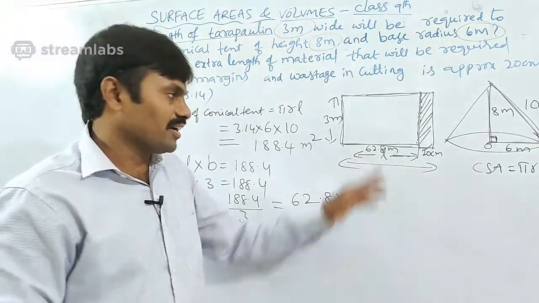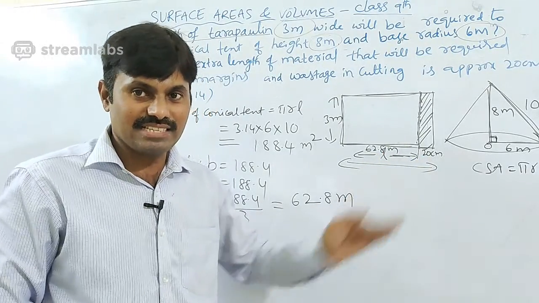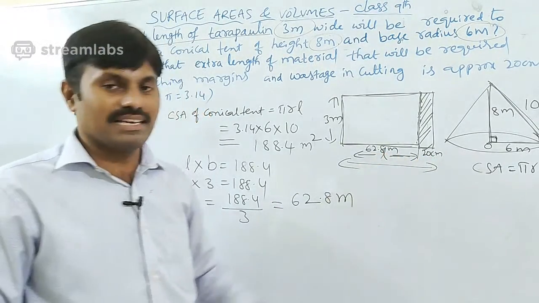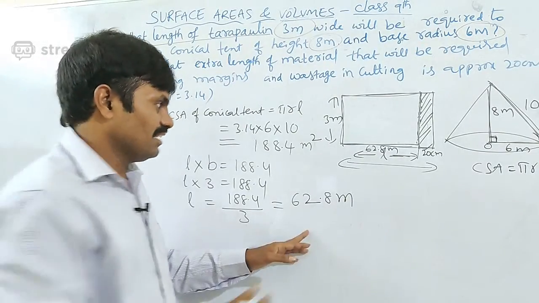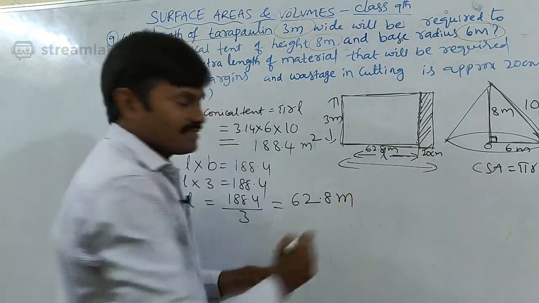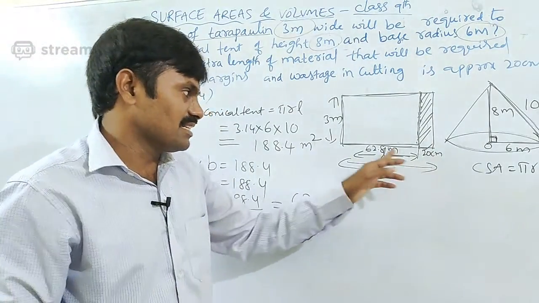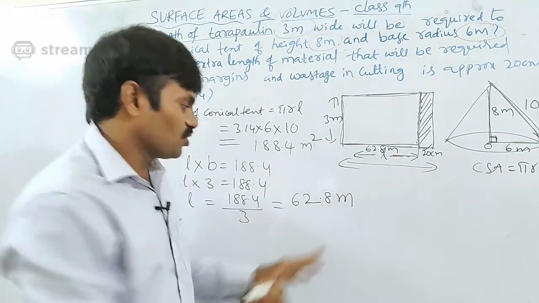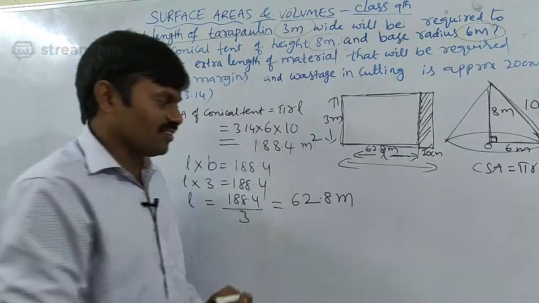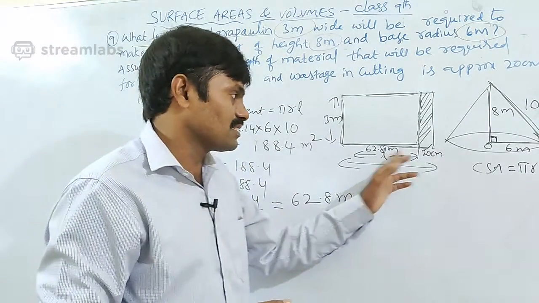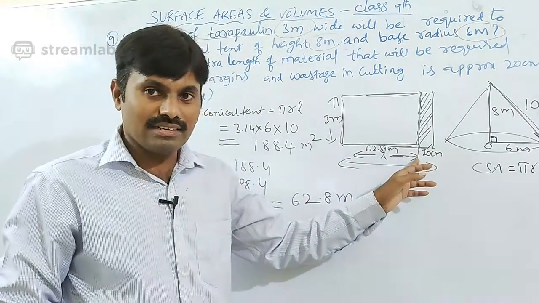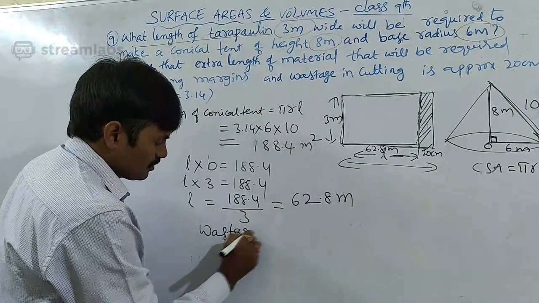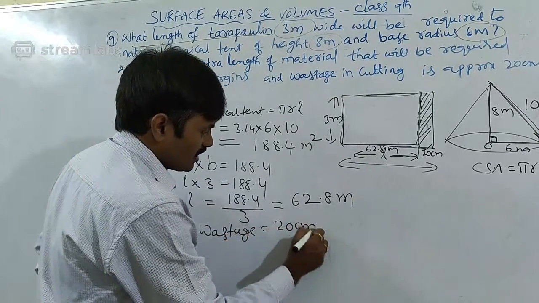Up to here how much? 62.8 meters. But I have to add this wastage also, 20 centimeters length. But it is in centimeters, and this is in meters. Okay, clear? Till here 62.8 meters. I have to add 20 centimeters to 62.8. So don't add 20 directly to it, we will get 82.8 meters. But here units are not the same. So convert: wastage is how much? 20 centimeters. So convert it into meters.